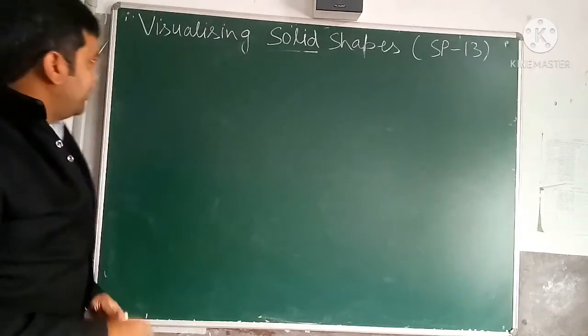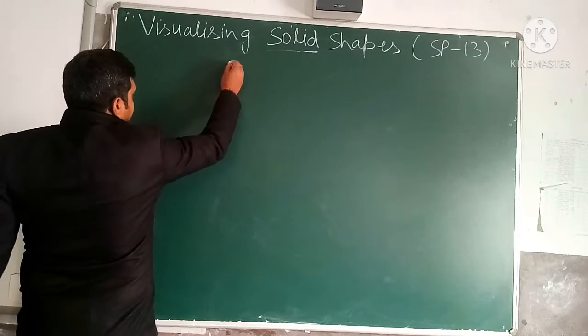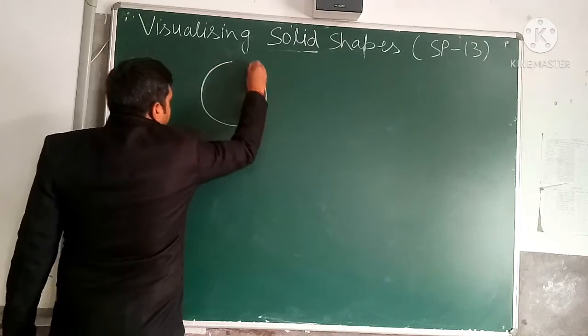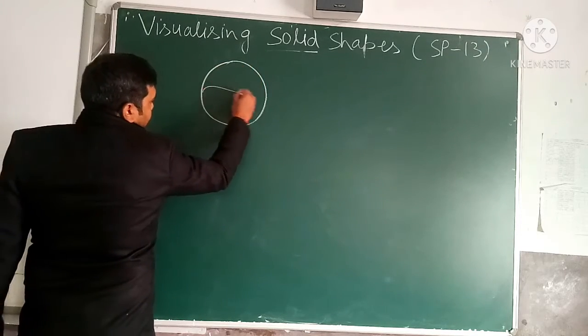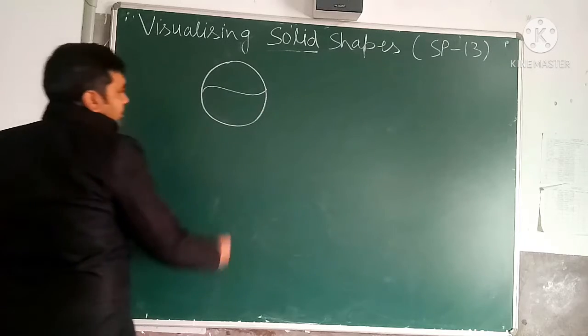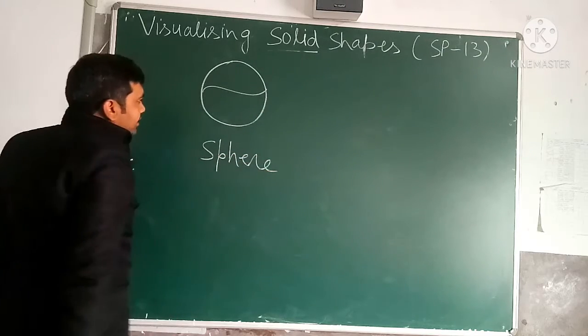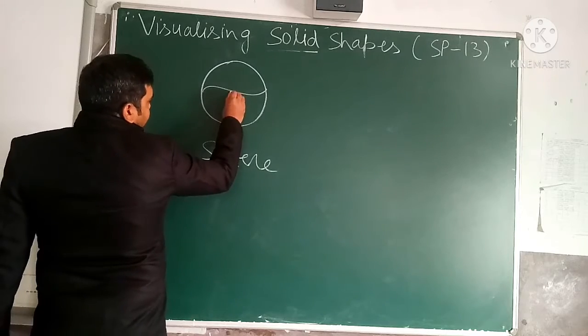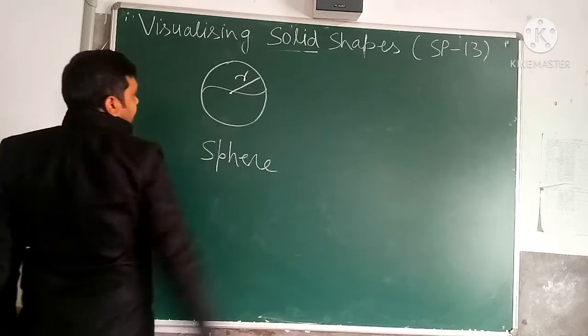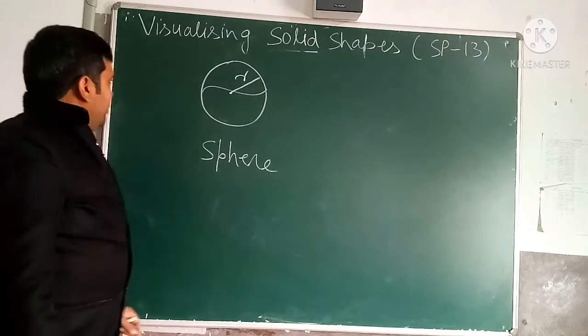Now different solids. Now the next solid is the sphere. So that is a sphere, a ball. This is a sphere. This is not a sphere. This is another solid shape. So this is the center of the sphere. This is called the radius of the sphere. Okay.